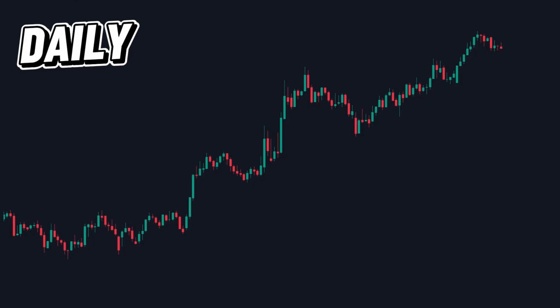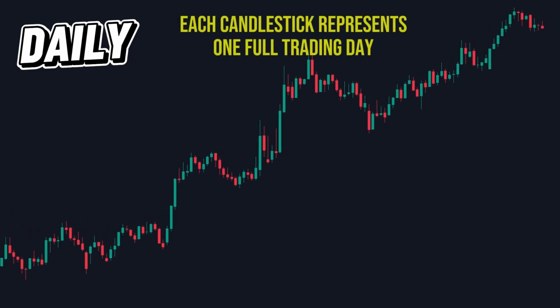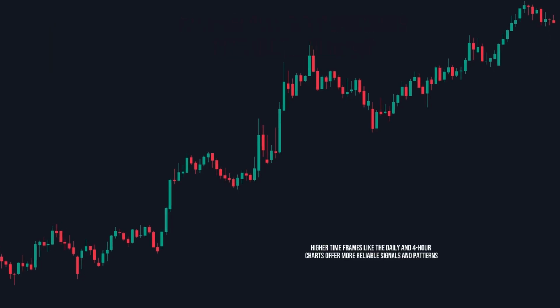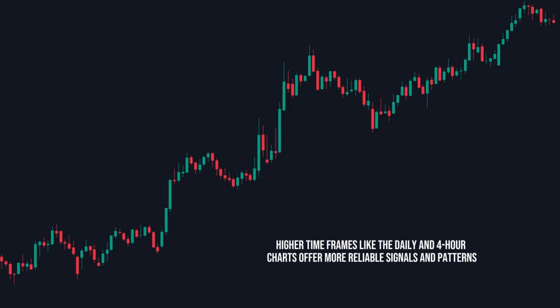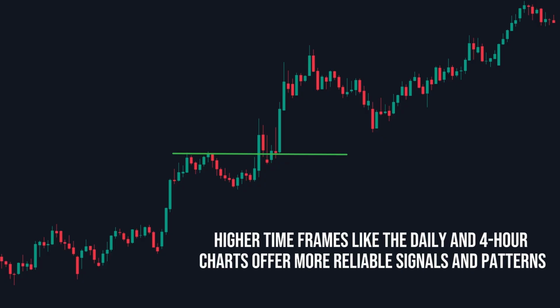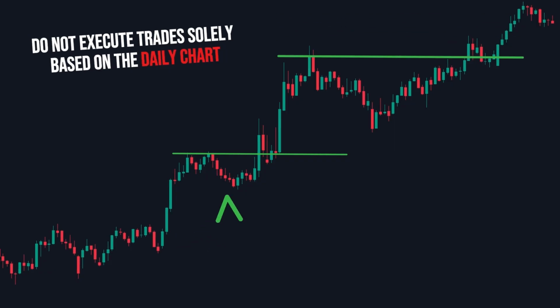The daily chart shows price movement where each candlestick represents one full trading day. Generally, higher time frames like the daily and 4-hour charts offer more reliable signals and patterns because they smooth out noise and reflect stronger market consensus. This slower pace means that trends and key levels take time to form, but tend to provide a clearer picture of the market's overall direction.